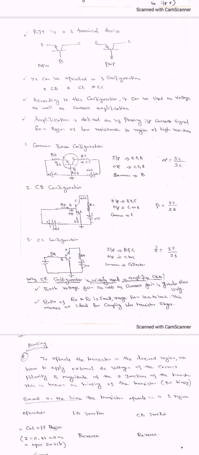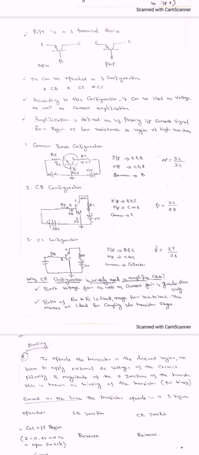So here the current amplification factor is termed as beta. So here the definition is the same. That is, the current amplification factor is the ratio of output current to input current. So in common emitter configuration, the output is collector. So the output current is collector current IC divided by the input current, which is of course base current IB. So the ratio of IC by IB is called the current amplification factor beta.